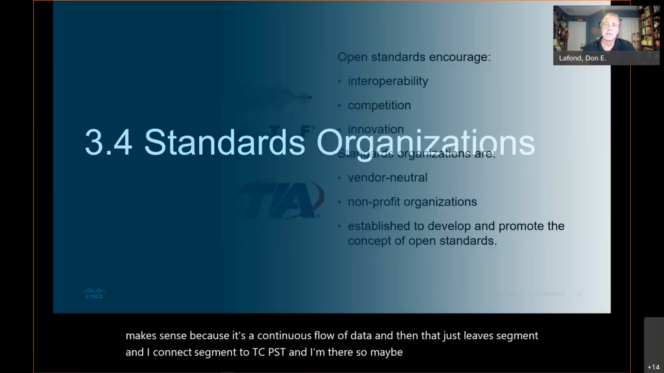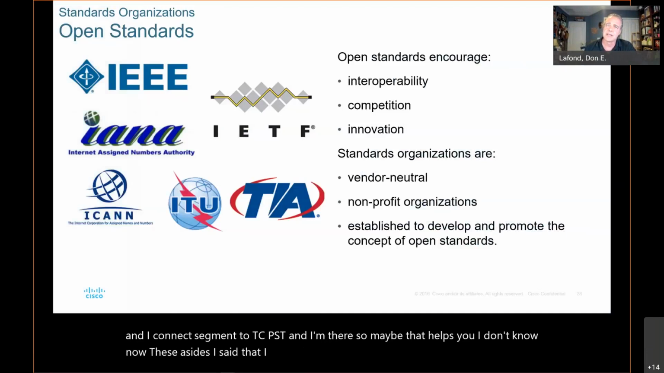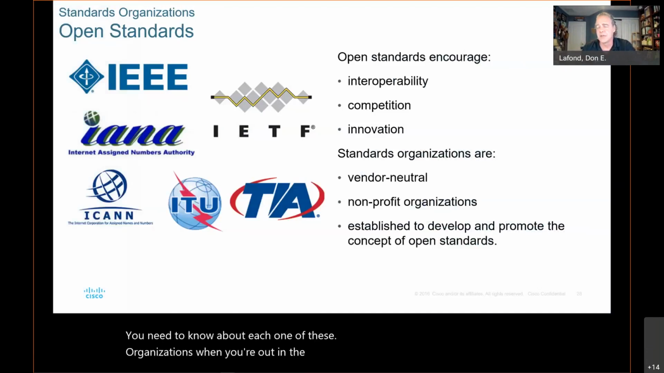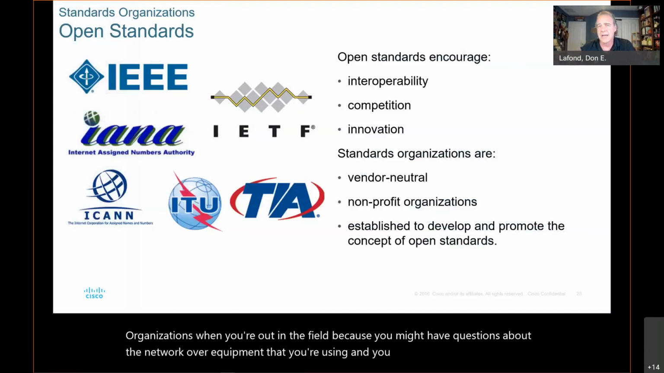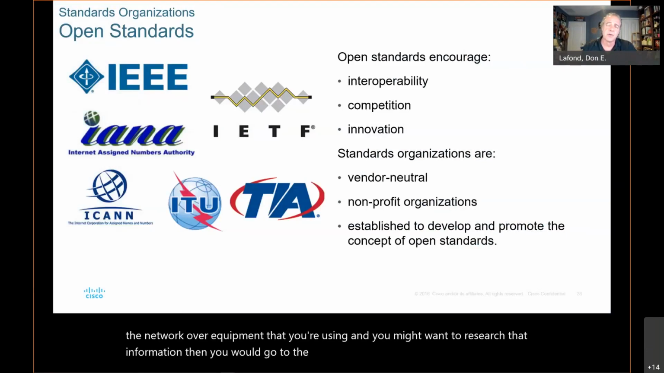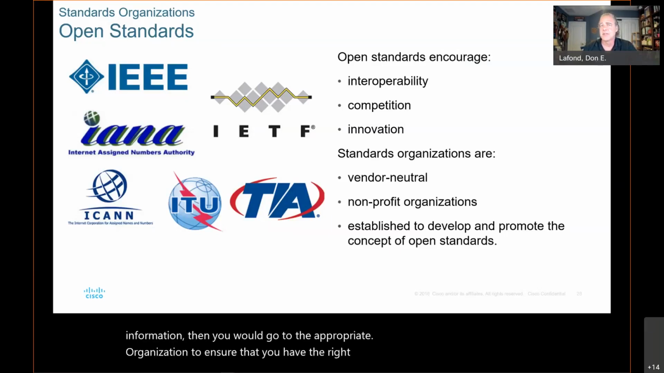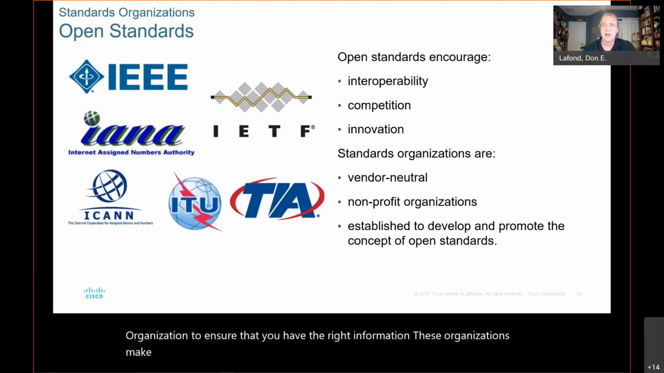I don't know. Now, these are the slides I said that I was not going to spend a lot of time on. You need to know about each one of these organizations when you're out in the field, because you might have questions about the network or equipment that you're using, and you might want to research that information, and you would go to the appropriate organization to ensure that you have the right information. These organizations make sure that the standards allow for interoperability between vendors, competition, innovation. The standards organizations are vendor neutral, so Cisco doesn't own them.